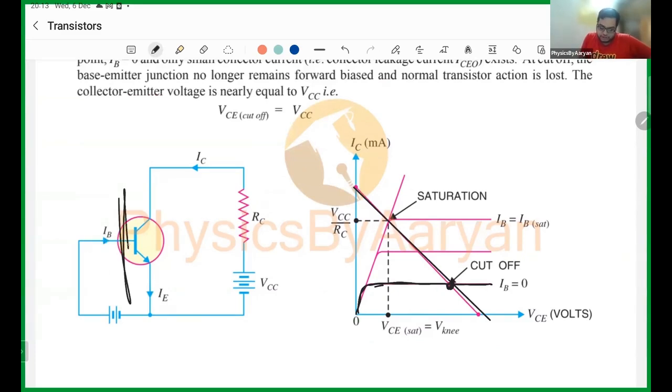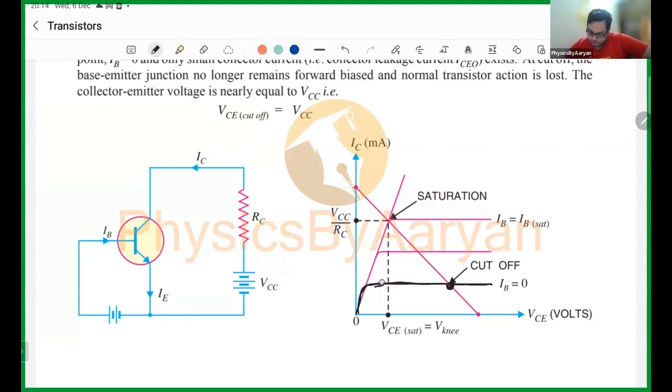So now no current is flowing here. This is closed, because IB becomes 0. So whenever your load line intersects the IB equals 0 graph, it means you are in the cutoff region.